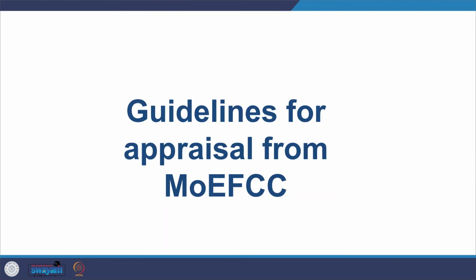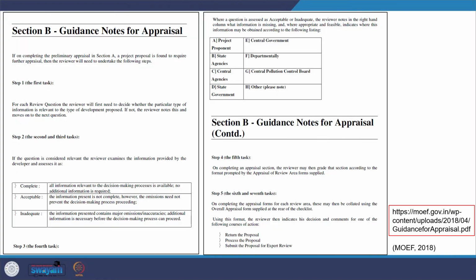Here you can see the guidelines for appraisal from MOEFCC. They have given these guidelines, so we are giving this checklist to you. You can have a look. This is how the reviewers would be seeing it in the Indian context. They would have step 1, step 2. They would see whether the report is complete, acceptable, or inadequate, and who the proponent is, government departments, the Central Pollution Control Board and others, through whom it has been reviewed, and what kind of action. Step 5: return the proposal, process the proposal, or submit the proposal for expert review. This is how they check.